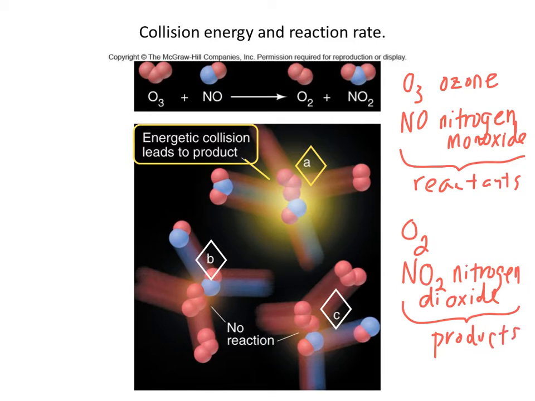In order for this reaction to take place, the ozone and the nitrogen monoxide must collide. They must collide with two things. They must have sufficient activation energy in order to form the activated complex, and they also must collide with what we say is the correct orientation.